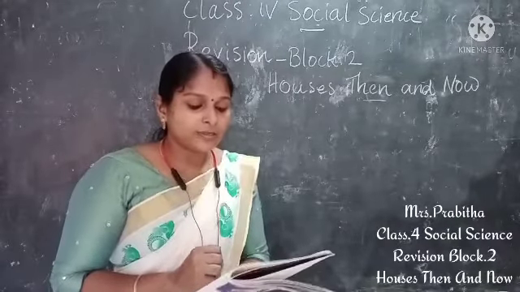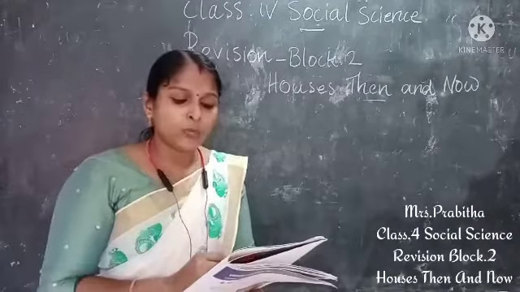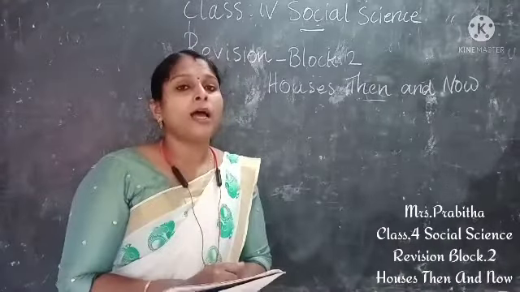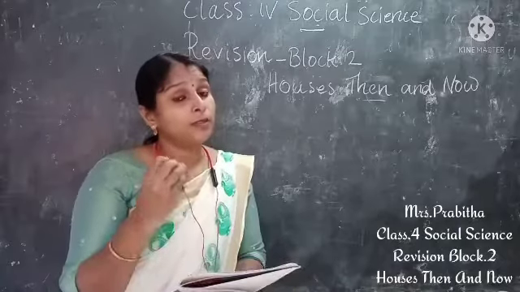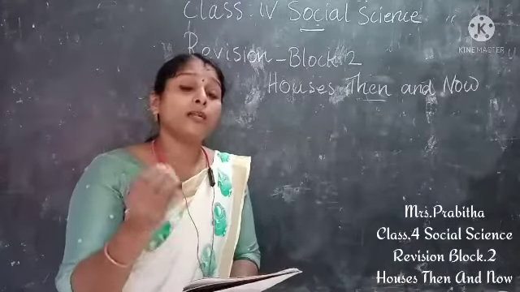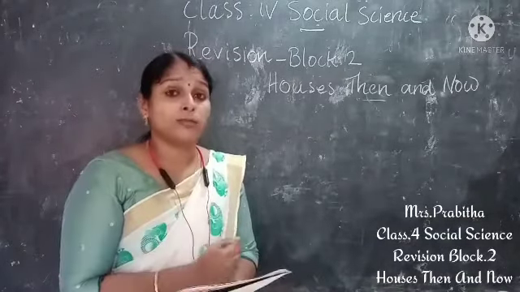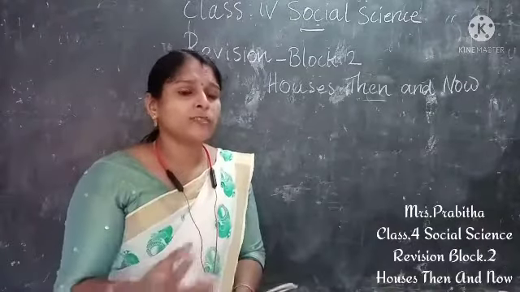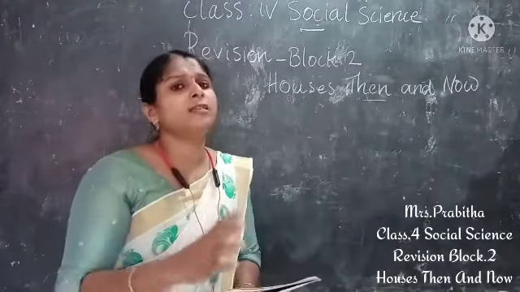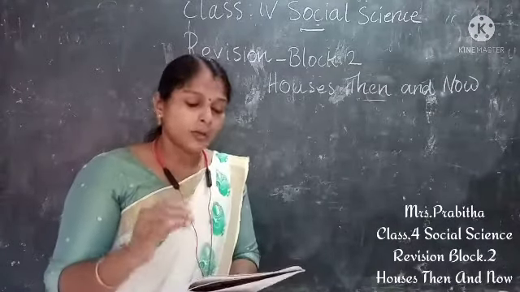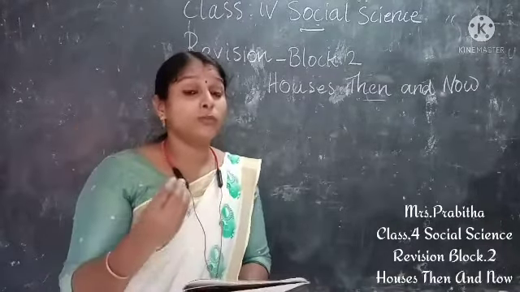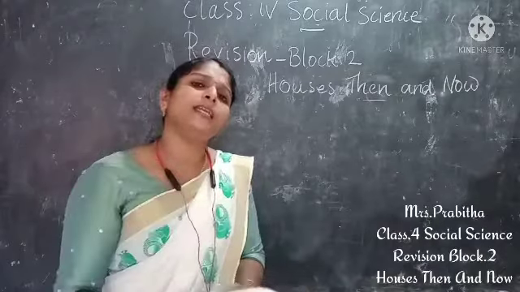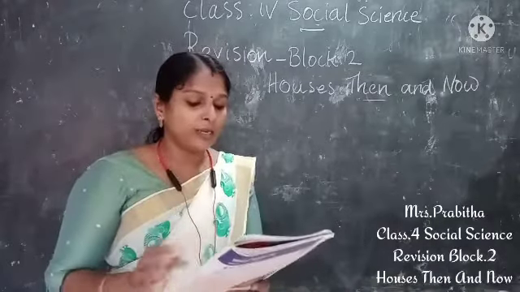Next question, what three things would you want in a house and why? I want a veranda because in my free time I can sit there. I want a garden because I like flowers. I want bedrooms. I want a lawn because it is very beautiful to see. Like that you can write any three things you want in your house.